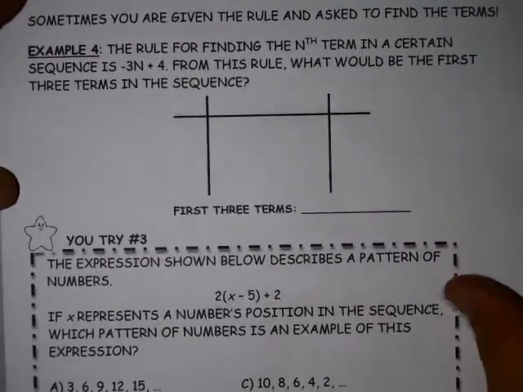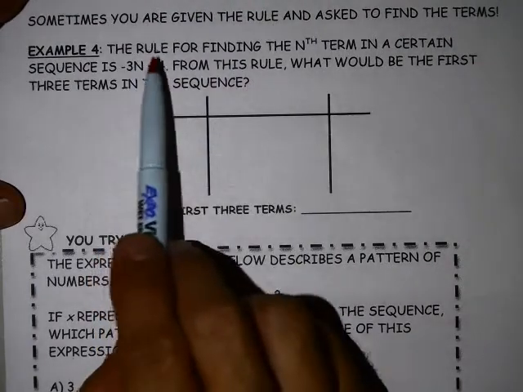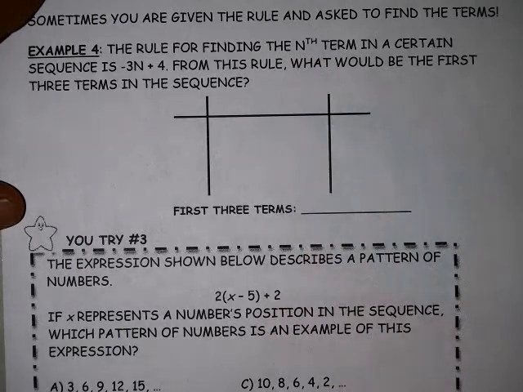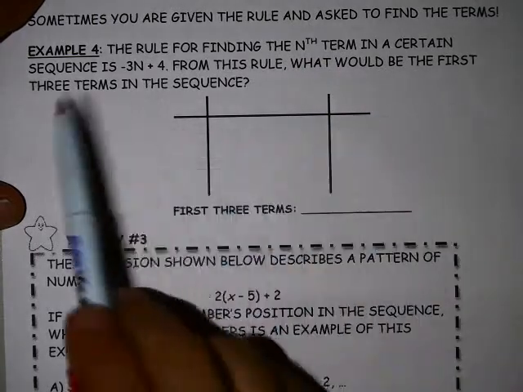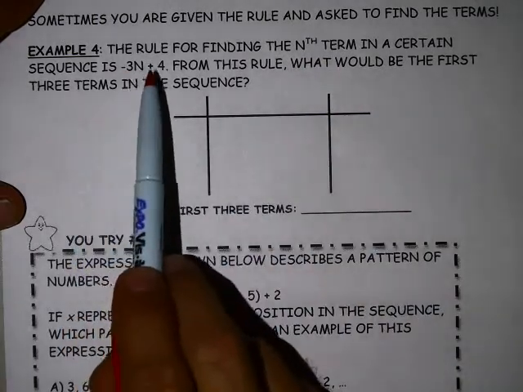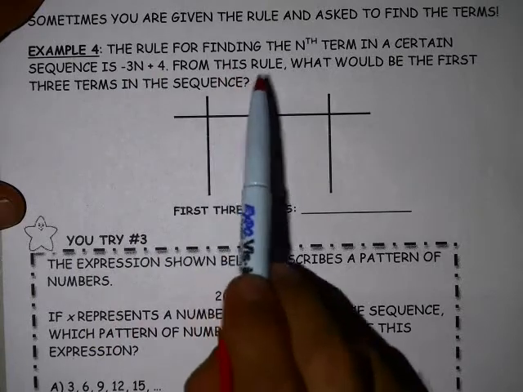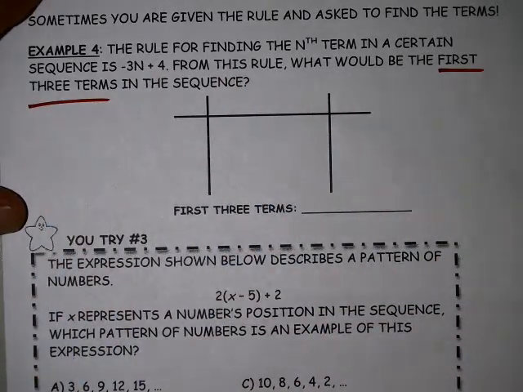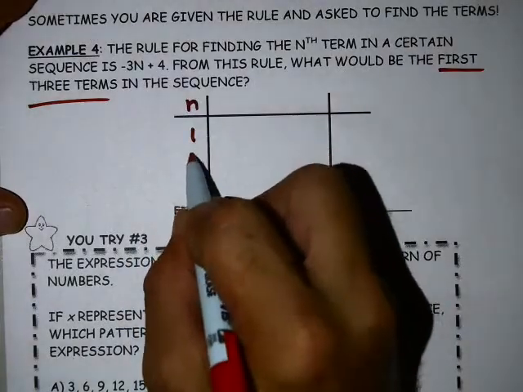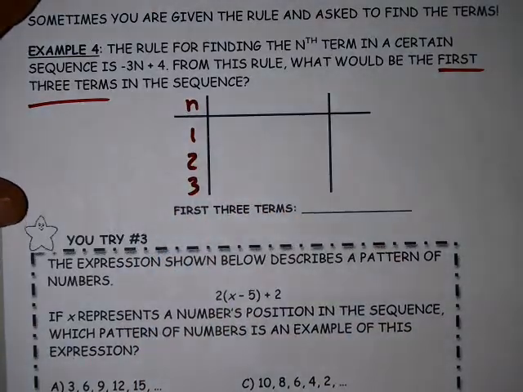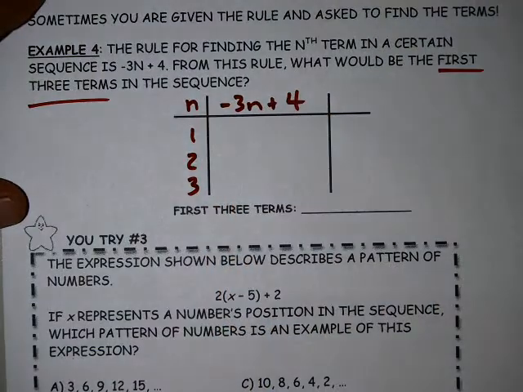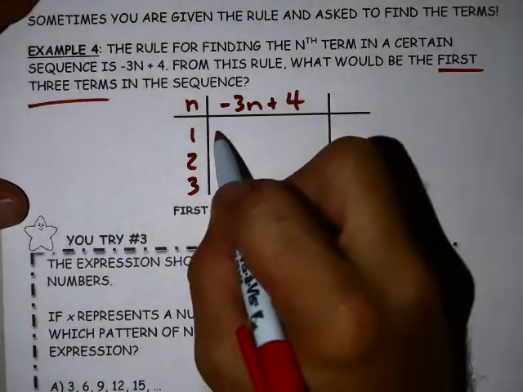Okay, now we're back. Example 4. It tells you the rule for finding the nth term, 50th, 20th, 17th, whatever, in a certain sequence is negative 3n plus 4. From this rule, what would be the first 3 terms in the sequence? So that means we'd write 1, 2, 3 over here. We're following the rule, negative 3n plus 4. And so we're just going to do those problems.